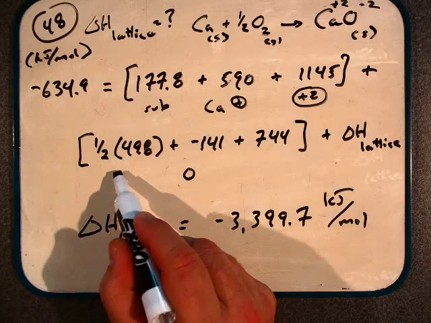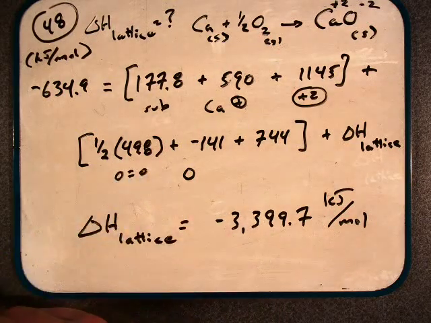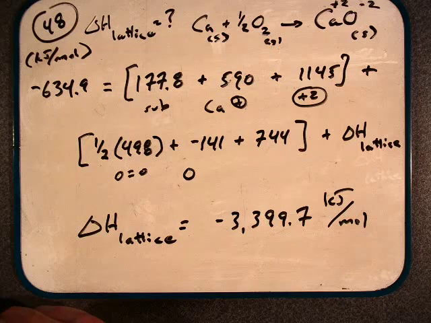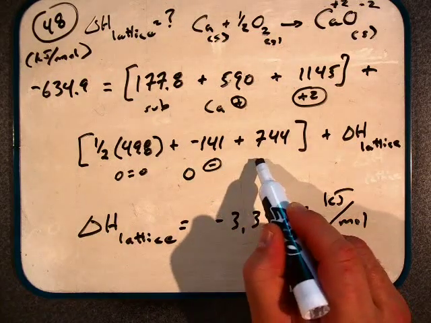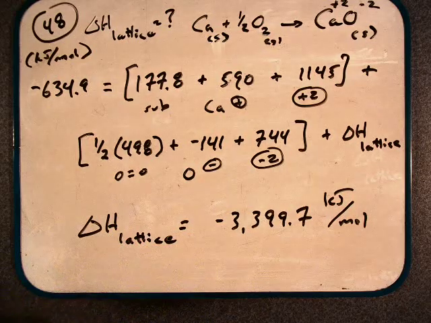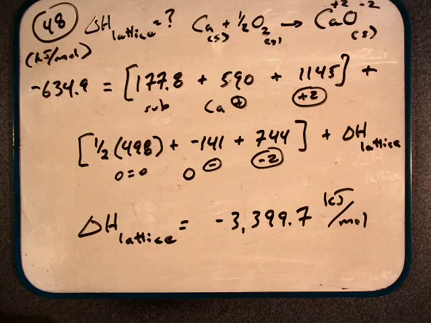For the oxygen, we had to break the oxygen-oxygen double bond to get it monoatomic. Oxygen's already in the gaseous state, so we don't need to worry about that. And then we have our first electron affinity, and then our second electron affinity, again to get it into the proper charge state. We put those all together, we get our lattice energy. That is number 48.